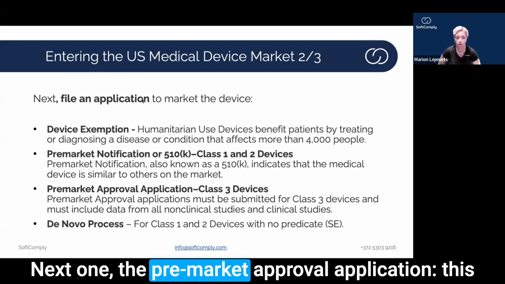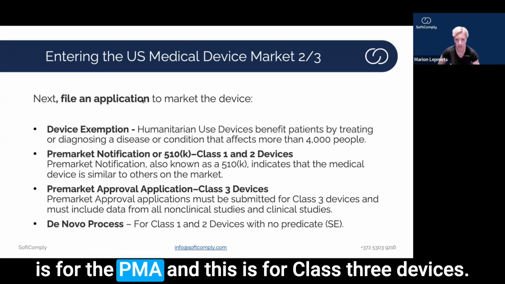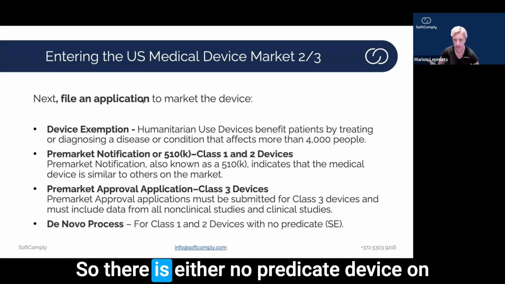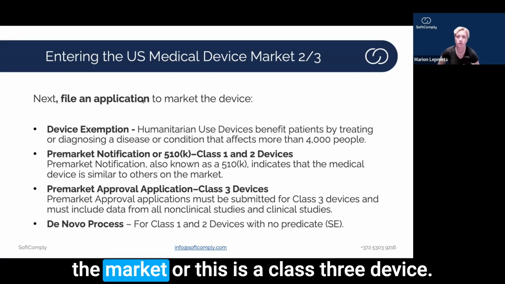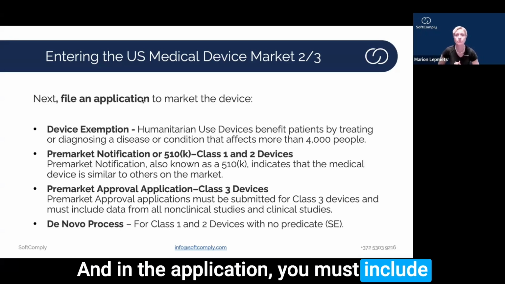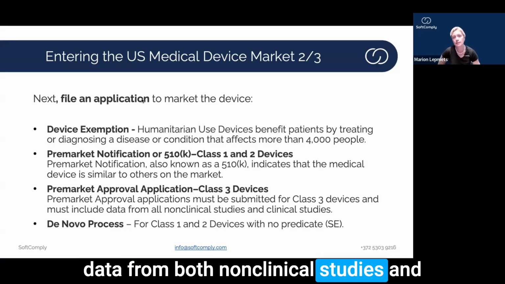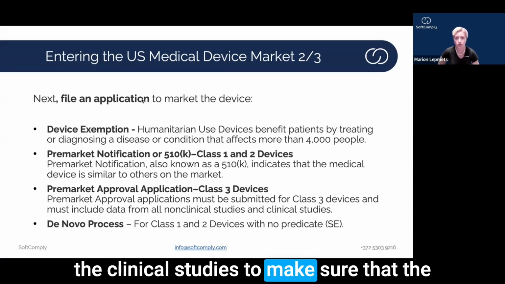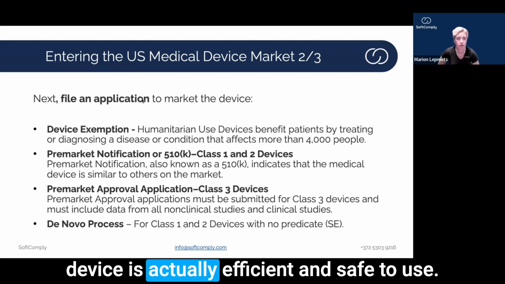Next one, the pre-market approval application. This is for the PMAs, and this is for class 3 devices. So there is either no predicate device on the market, or this is a class 3 device. And in the application, you must include data from both non-clinical studies and clinical studies to make sure that the device is actually effective and safe to use.